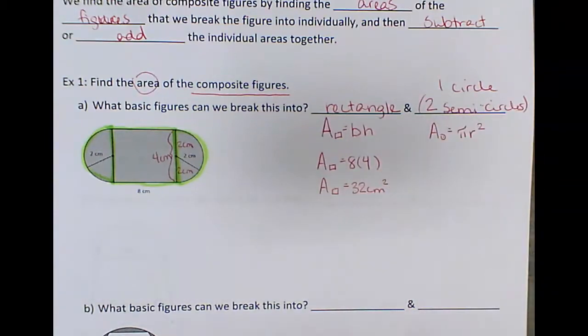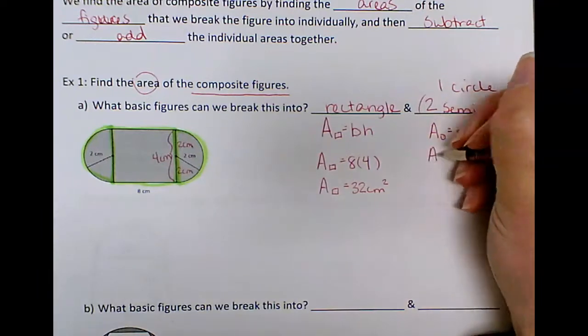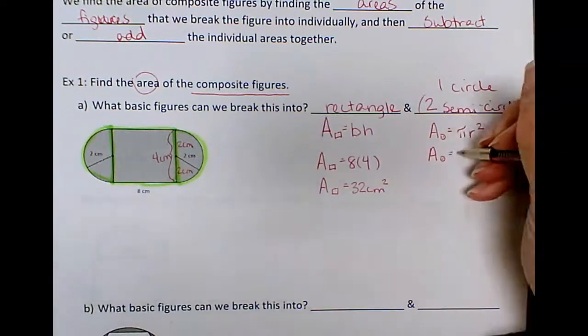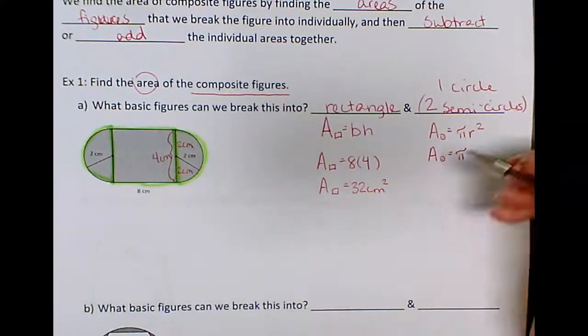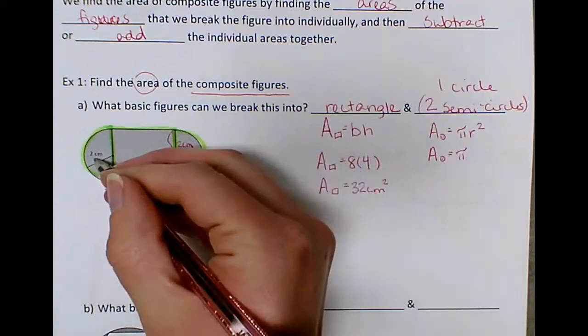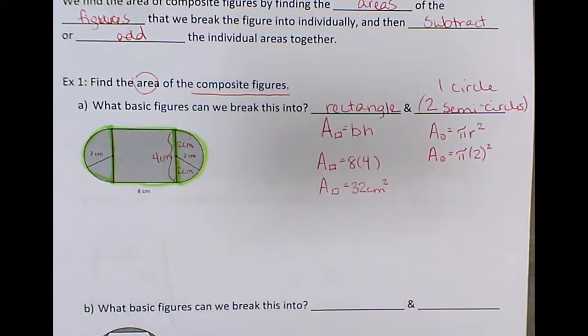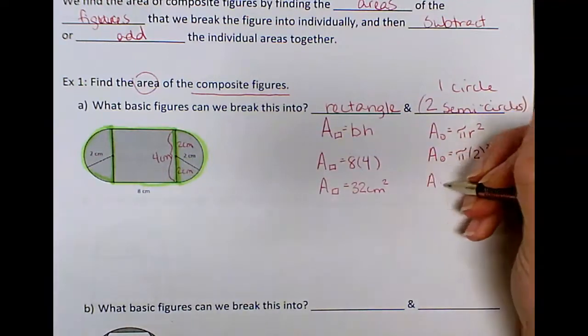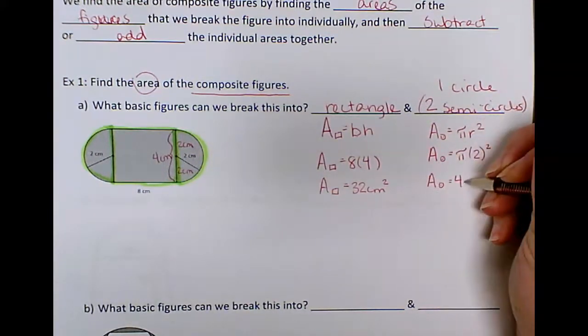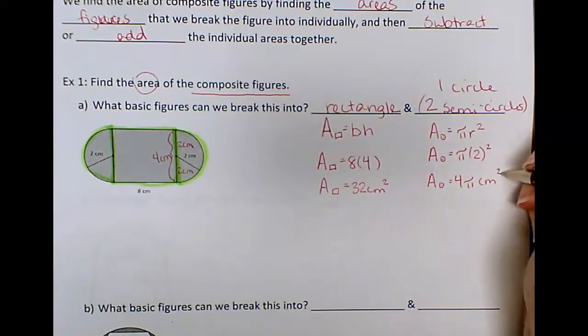Now I'm going to find the area of the circle. Both semicircles added together is one whole circle's area. So whenever I insert into the formula, pi is still pi. The radius in both circles, or in both semicircles, is 2. So I'm going to square 2. 2 squared is 4, so the area of the circle is 4 pi centimeters squared.